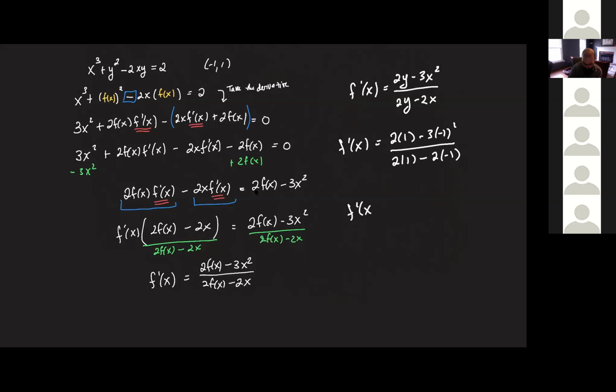And so what we should see is on top we get 2 minus 3, and that's negative 1. And on the bottom we get 2 minus negative 2, which is 4. And then we get negative 1/4 should be our answer. So I'm going to pause here and see if we have any questions about that. Did I make any errors?